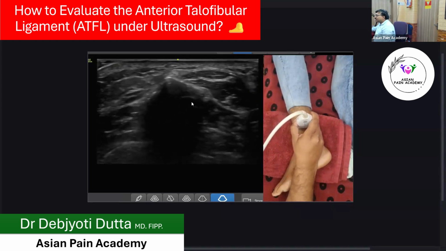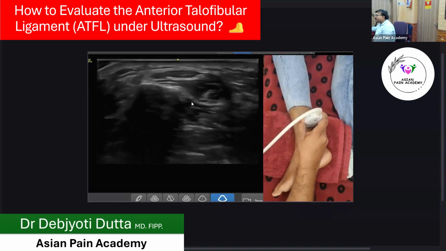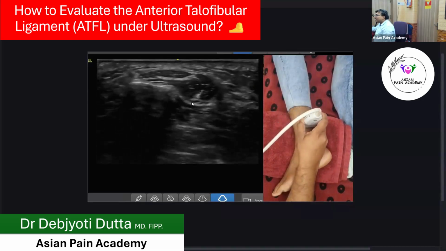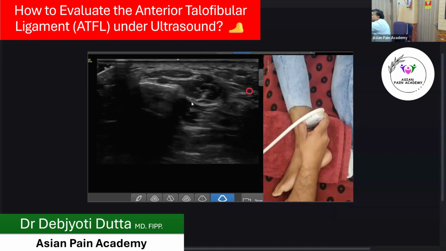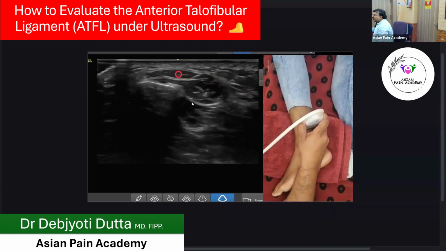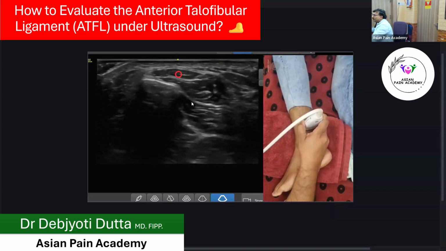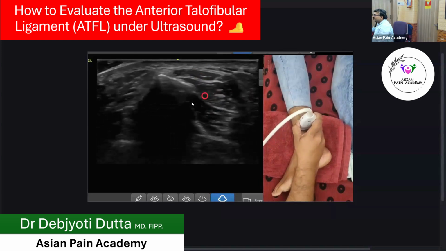Now, what are the important structures just posterior to this? Immediately posterior to this, we have two muscles. I am showing them one by one. Just 1 second, settings, and then scribble. Okay, so I'm just taking it over one muscle. This one is the peroneus longus, and this muscle is the peroneus brevis.